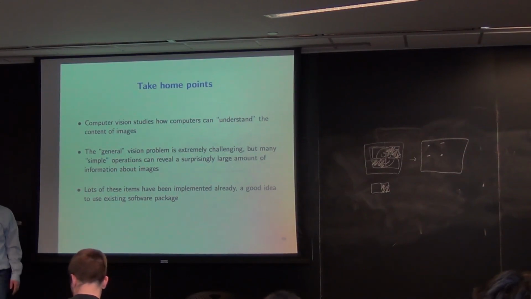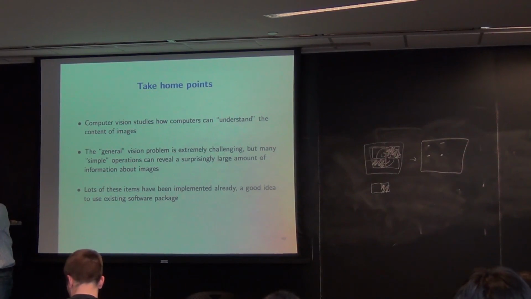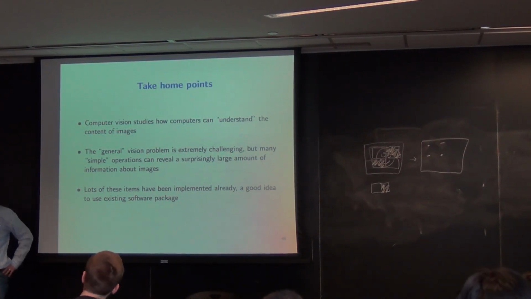Download a library and start with that, because the Cascade classifier was 10 lines of code in OpenCV. They have a lot of that built in. Build upon this stuff because it's very mature, and you can do a lot of cool things with it. Is that all right?